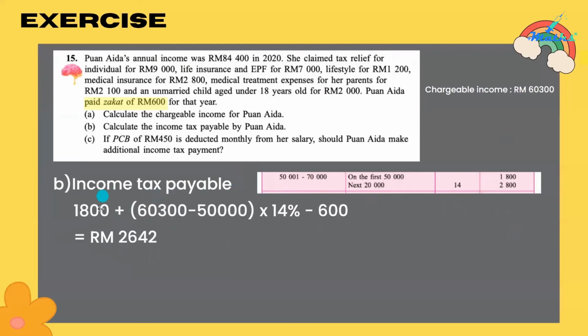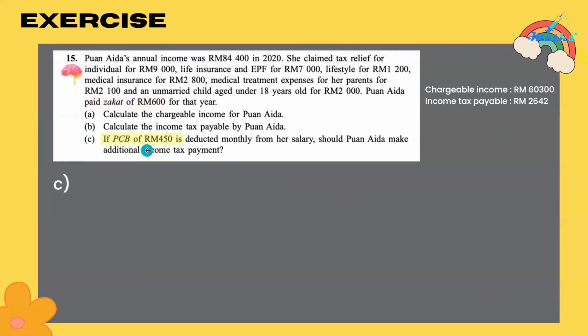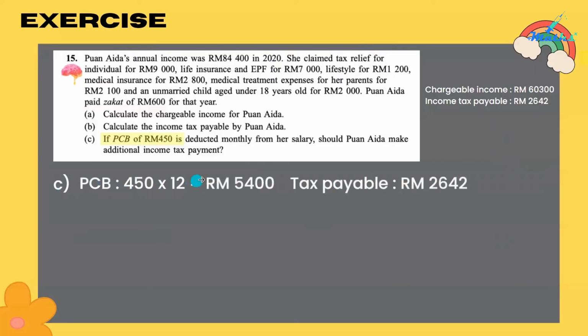So here is the income tax payable by Puan Aida. So C, if the PCB of 450 is deducted monthly from her salary, should Puan Aida make additional income tax payment? So the income tax payable I already have here. So the PCB, since the 450 is monthly, we times it with 12 months, which is a year, and the answer should be 5,400, and the tax payable is 2,642. So the tax payable is smaller than the PCB.